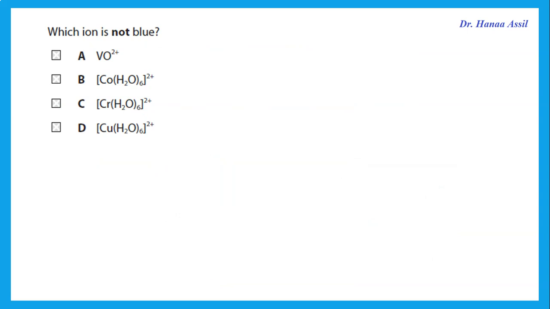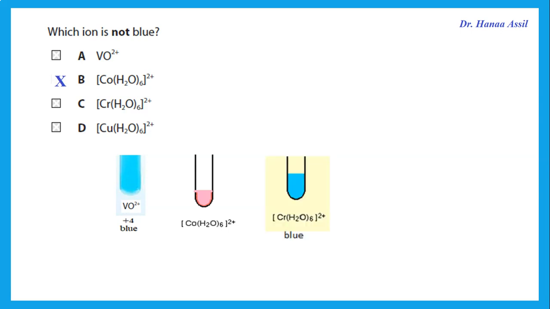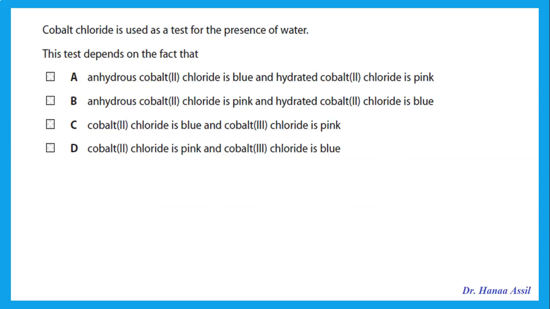We are required to know colors of several complexes. You should know that VO2 plus is blue. This is vanadium in the +4 oxidation state. It is blue. Cobalt in water, this is not blue. This is pink. Chromium in water forms a blue solution. Copper in water forms a blue solution. So the one that is not blue out of all of this is the cobalt complex with water.